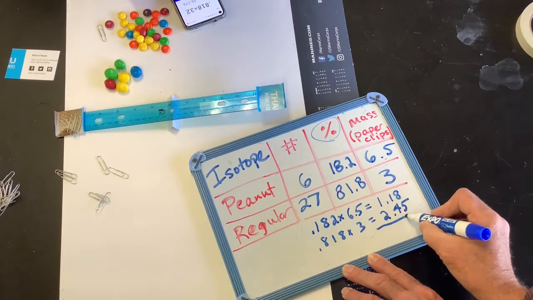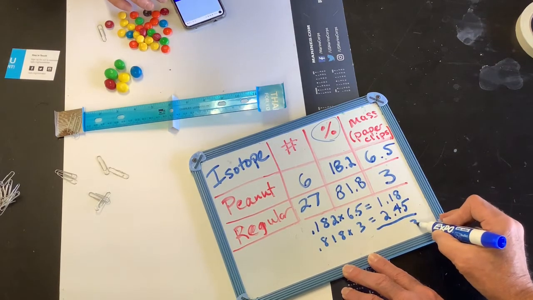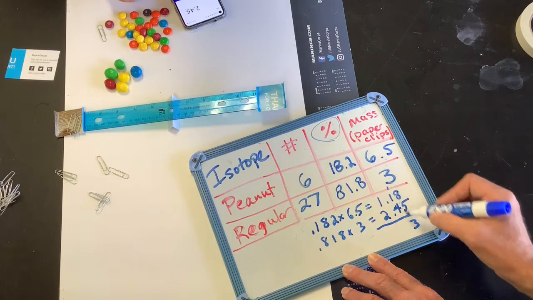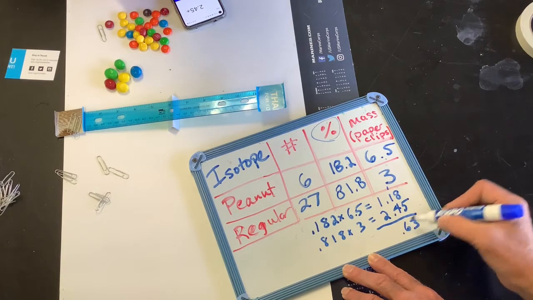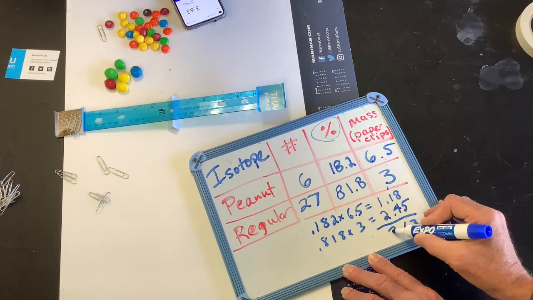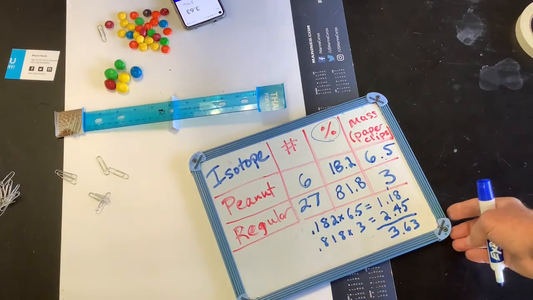So 2.45, oh my goodness, I don't like this calculator. 2.45 plus 1.18. You got 3.63? The old fashioned way. There you go.